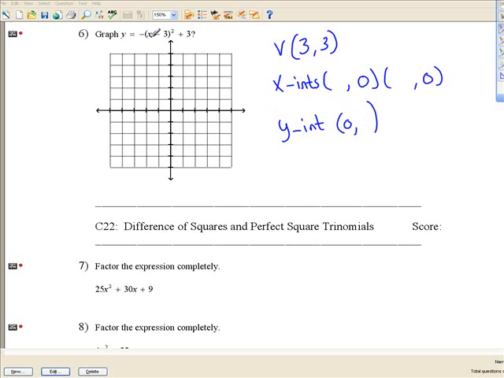When x is 0, this term would be 0 minus 3 squared. Negative 3 squared is 9. So I'd have negative 9 plus 3, which would be negative 6, and that is my y-intercept. Now I have to do the part that requires a little bit more effort here.